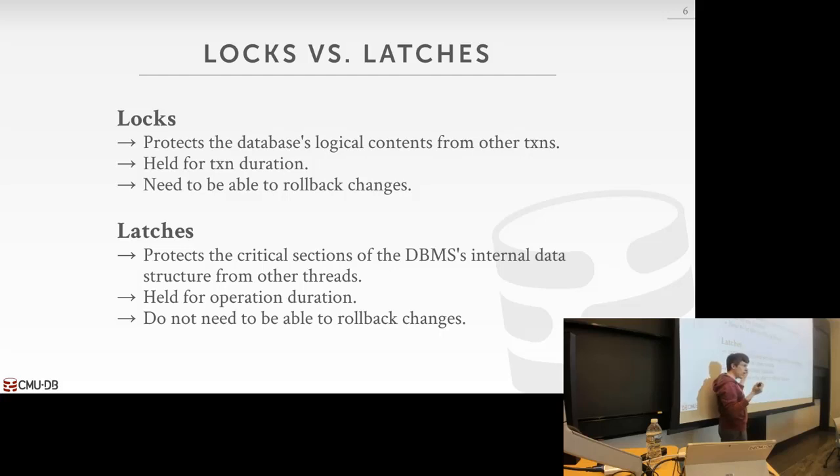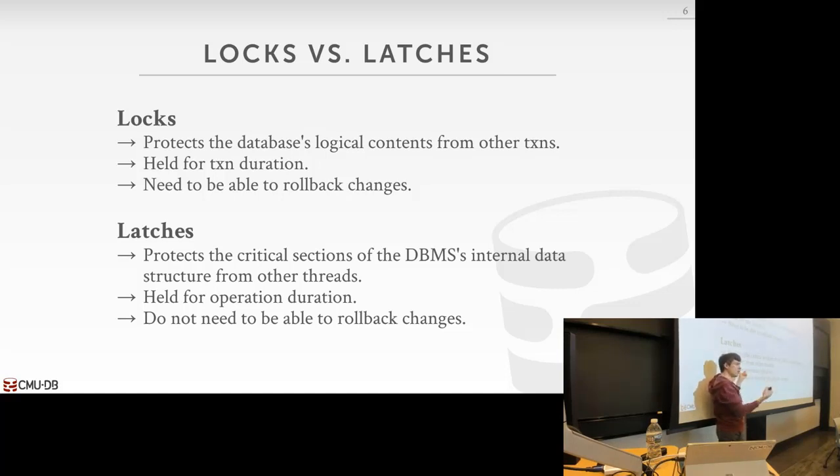Where we now get into the low-level constructs that we care about, again, protecting the physical integrity of our data structures or the objects, is latches. So in the operating system world, this is what they call locks or mutexes. In our world, they're latches because we need to distinguish them from locks. So latches are going to protect the critical sections of the database system's internal data structures from other threads that are reading and writing to that data structure or that object at the same time. So we're only holding the latch for a short period, just for the duration that we're in the critical section to do whatever operation that we need to do.